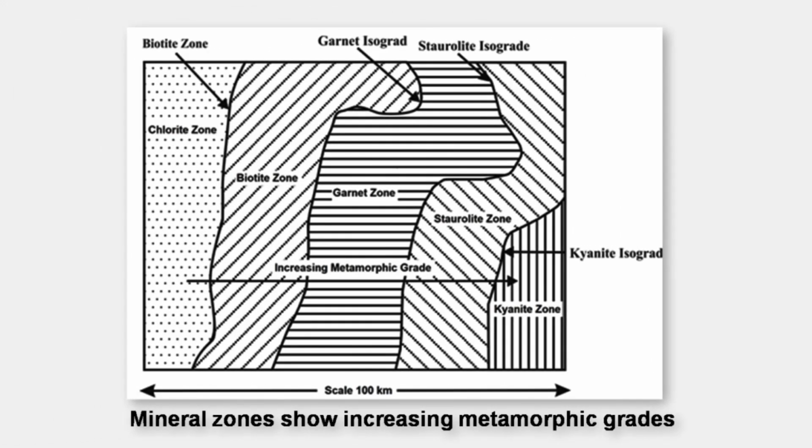See this diagram, which shows mineral zones showing increasing metamorphic grades. The chlorite zone is shown on my left hand side with dash or dotted lines, then biotite zone, and increasing metamorphic grade is shown towards my right hand side. The kyanite isograd is on right hand side, that is at high temperature side, and staurolite isograd and garnet isograd. All these isograds are delineated from an area scaling around 100 kilometer.